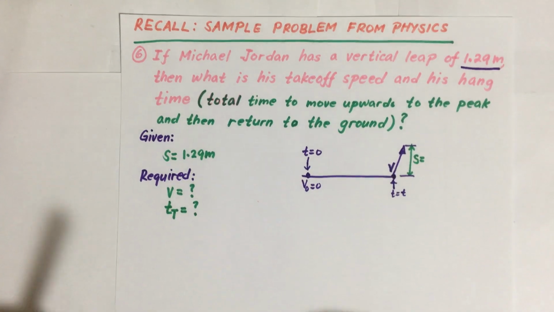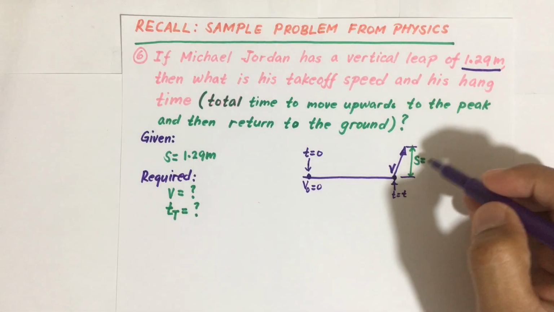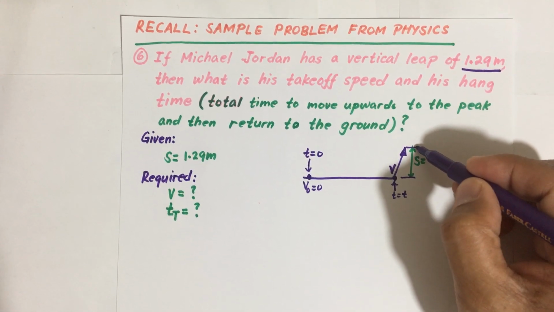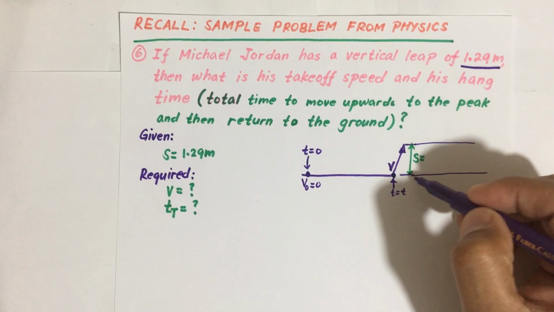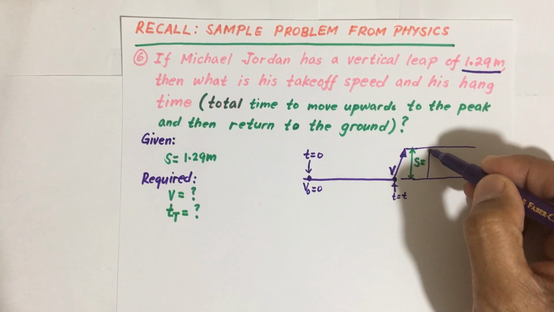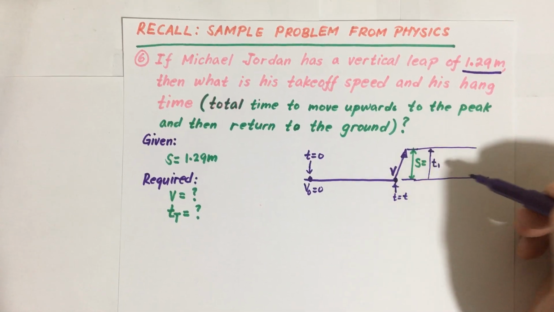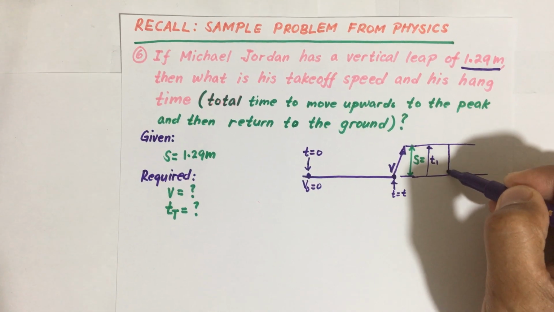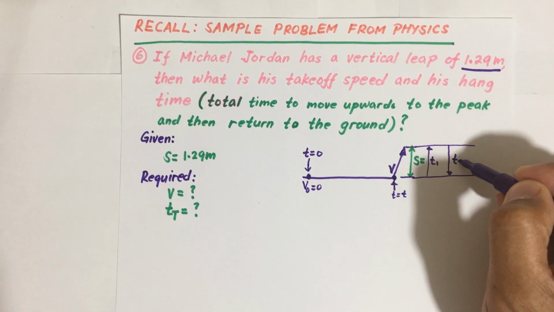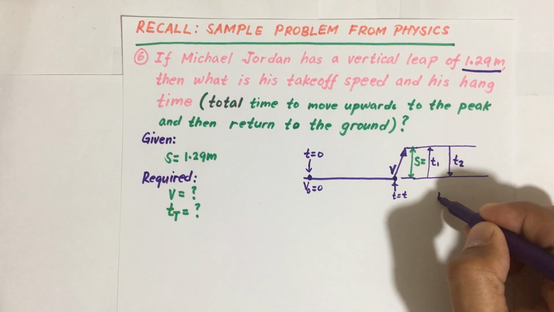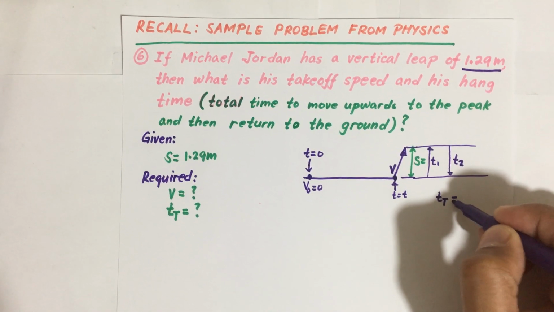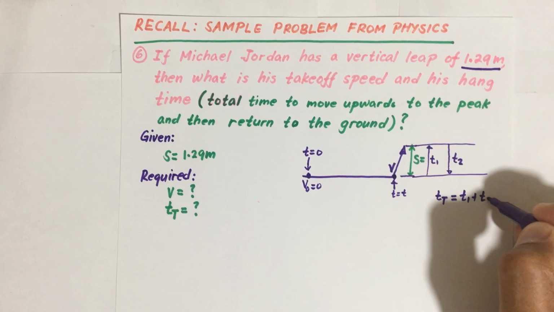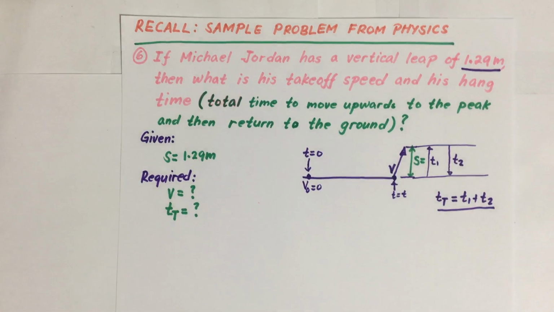The time that he goes up, we can call this T1, and the time that he returns to the ground, we will call this T2. Therefore our total time is equal to T1 plus T2. So we have to solve for this total time.